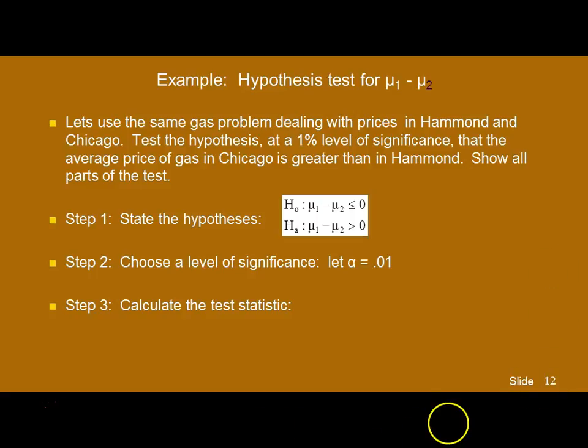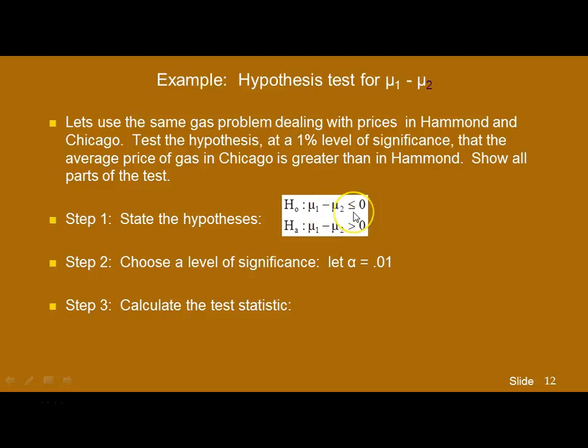Notice if we want to test is the average gas price in Chicago greater than Hammond, that would mean that mu1 minus mu2, average gas price in Chicago minus average gas price in Hammond, that difference would be greater than 0. If a difference is greater than 0, it tells you that the first item is greater than the second one. We usually write our hypothesis test here on differences.